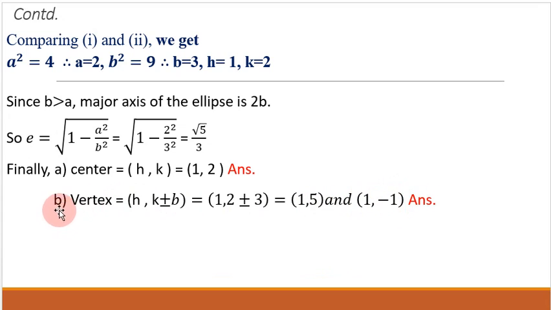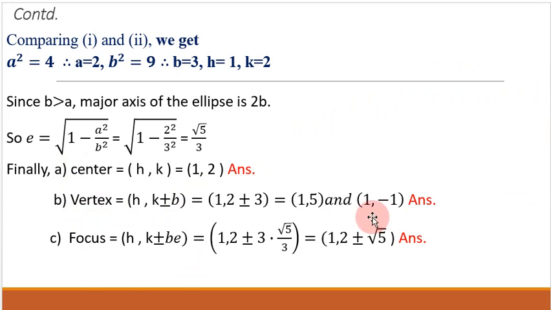Now finally we have to find the focus. We have the formula h, k plus be. Putting the values of h, k, b, e, we get this result, and cancelling this 3 and 3, we get this one. This is the final answer. Okay, this completes the first solution.